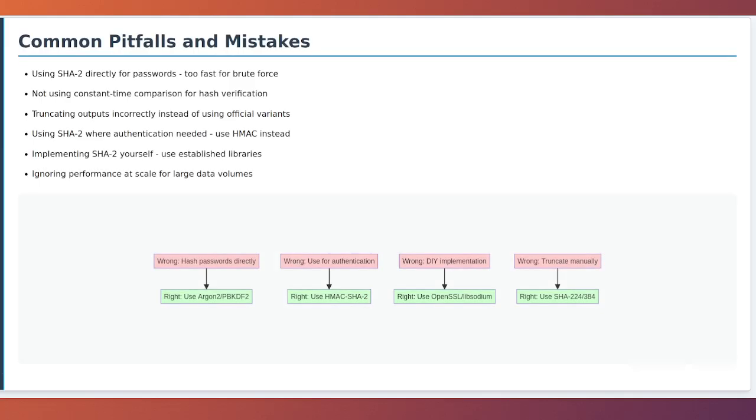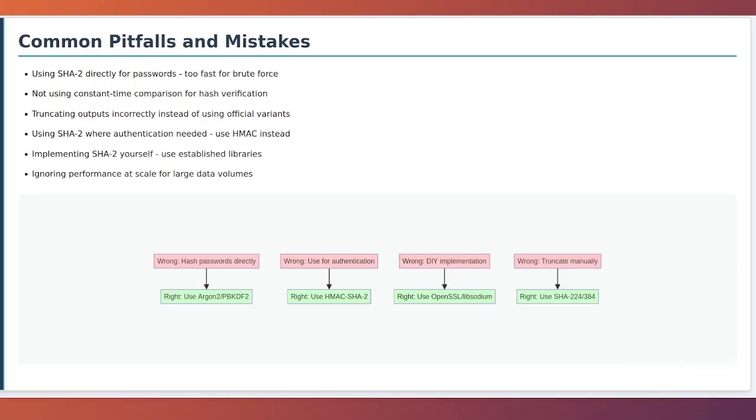Common pitfalls and mistakes. Even though SHA-2 is well defined, there are common mistakes developers make when using it. Let's review these so you can avoid them. Mistake 1 is using SHA-2 directly for password storage. SHA-2 is too fast for passwords. An attacker can compute billions of hashes per second trying to crack passwords. Always use a proper password hashing function like bcrypt, argon2, or pbkdf2 with SHA-2 as the underlying primitive.